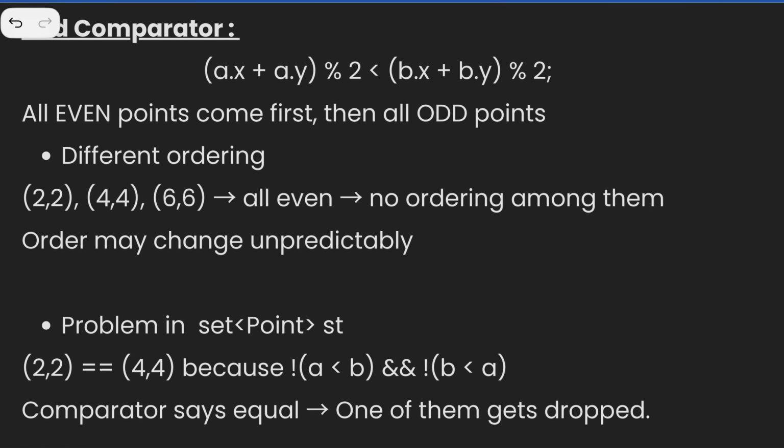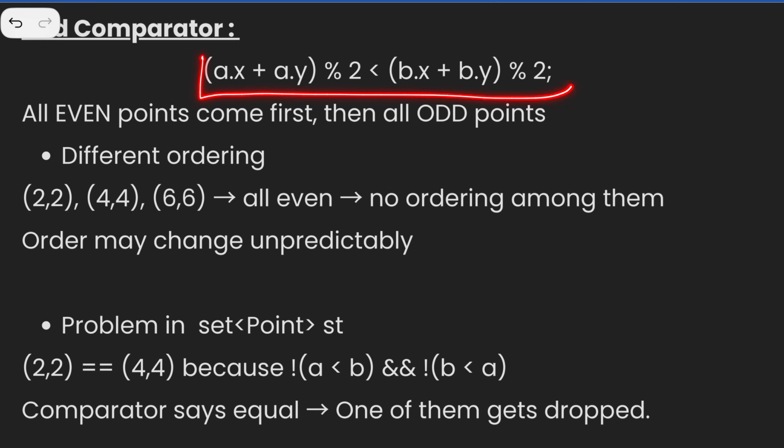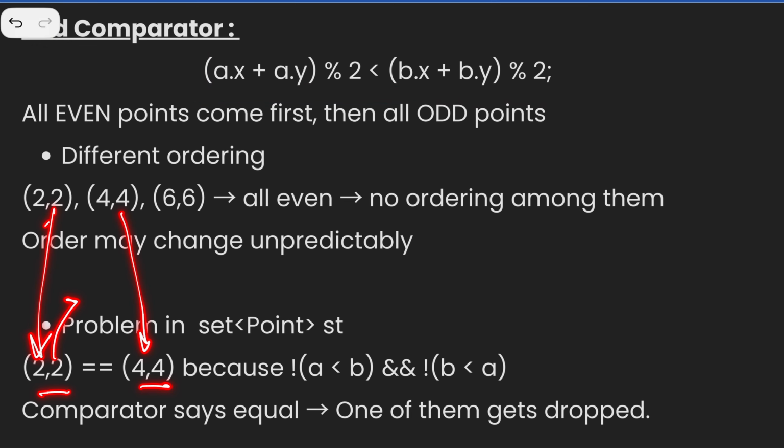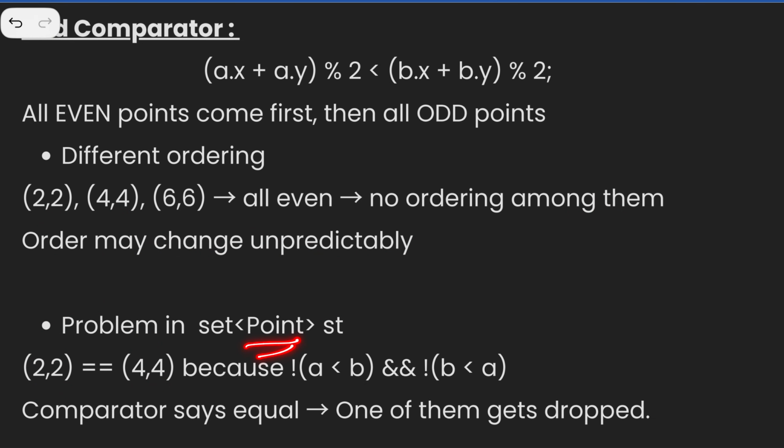The second problem is that if you insert 2, 2 into our set, and also you try to insert 4, 4 into our set, one of them will be dropped. Why? Because according to this comparison operator, your 2, 2 and 4, 4 are exactly the same. Because 2 plus 2 mod 2 is going to be 0. Also 4 plus 4 mod 2 is also going to be 0. So 0 is equal to 0. So your set of points will think that 2, 2 and 4, 4 are exactly the same values and it will drop one of them.